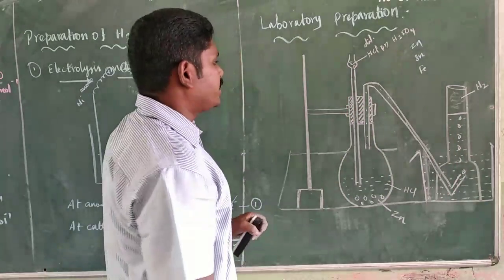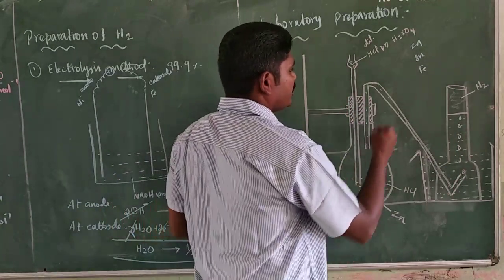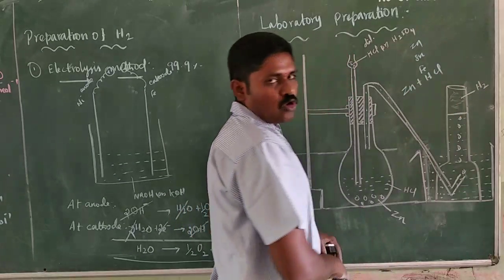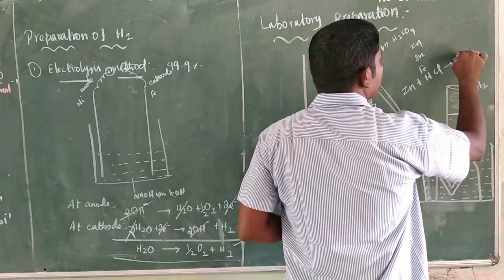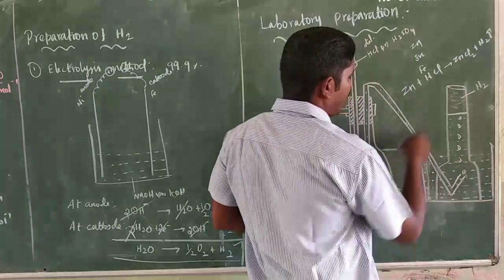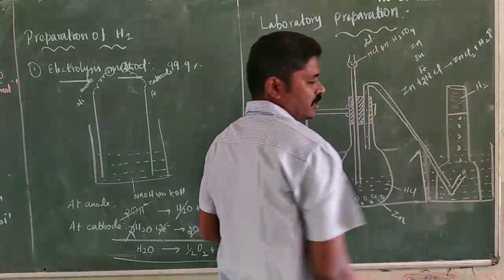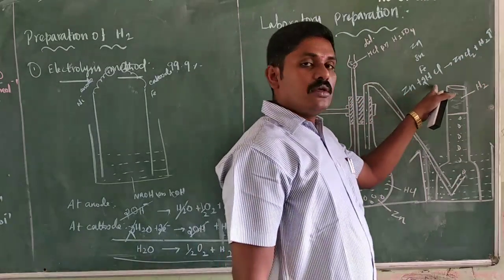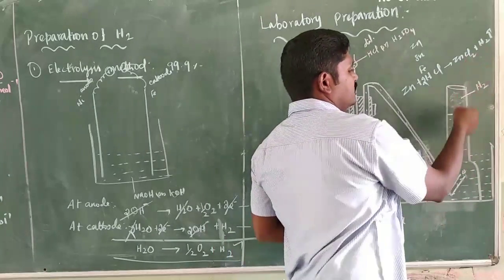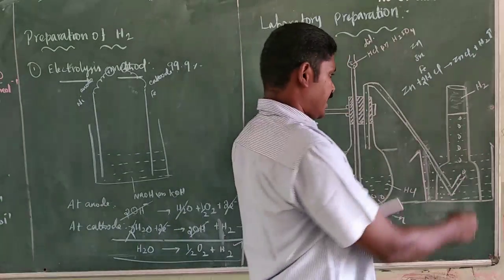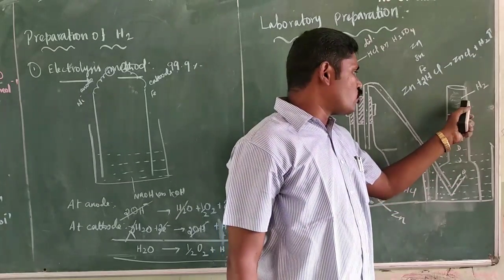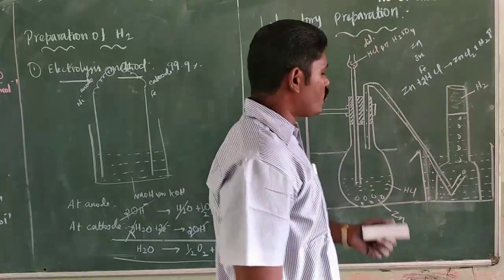In this chemical reaction, zinc reacts with hydrochloric acid to give zinc chloride and hydrogen gas, so 2 chlorine, 2 hydrogen. The hydrogen gas is collected in the gas jar by downward displacement of water.